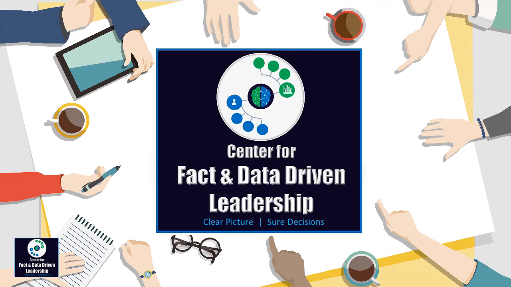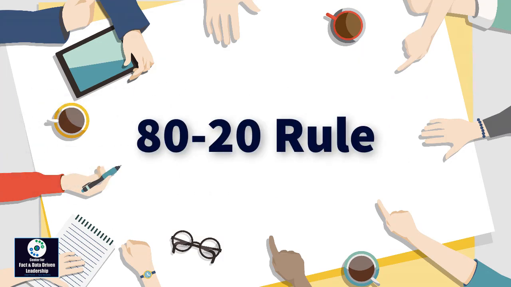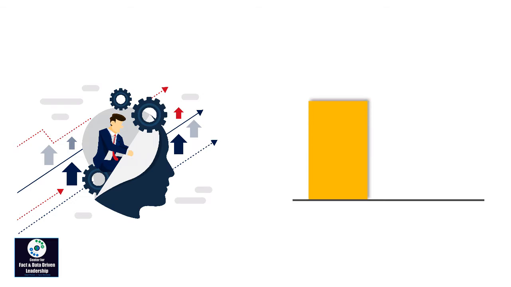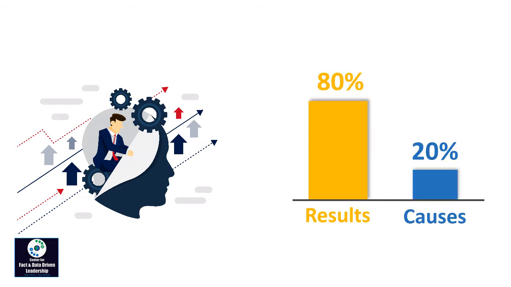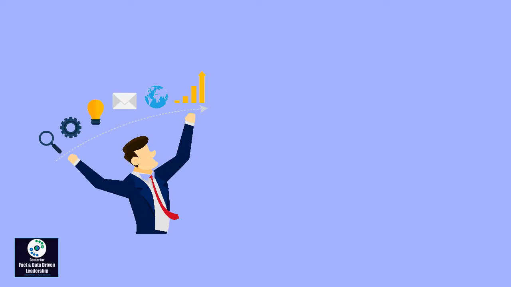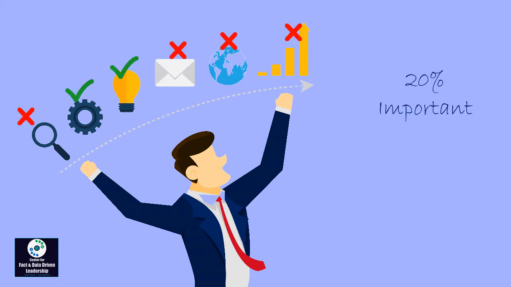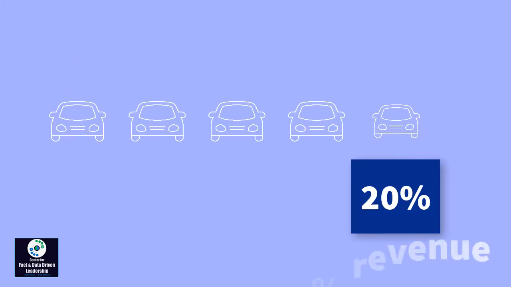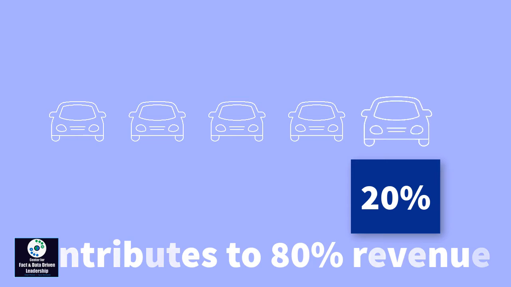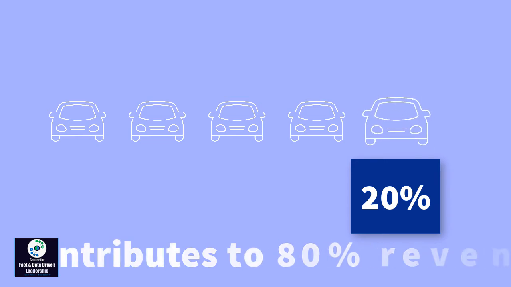The Pareto principle, also known as the 80-20 rule, states that 80% of the results are attributable to 20% of the causes. This principle simply allows us to focus our efforts on 20% of the items that are important, knowing that the other 80% are not. For example, you can concentrate on 20% of the products in your portfolio that contribute to 80% of your revenue.